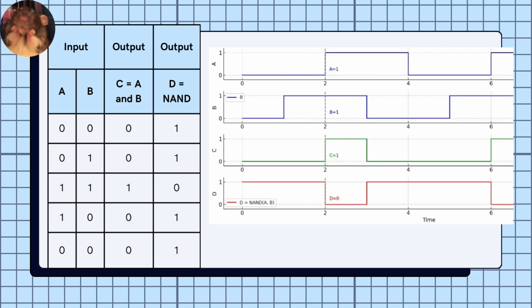Another example, let's see output C. In the truth table, the value is 0, 0, 1, 0, 0. Hence, the timing diagram will be lower, lower, upper, lower, lower. The green one, the third one from the above. So that's how the truth table and timing diagram relate to each other. Next, I will pass to Nurul Nabila.